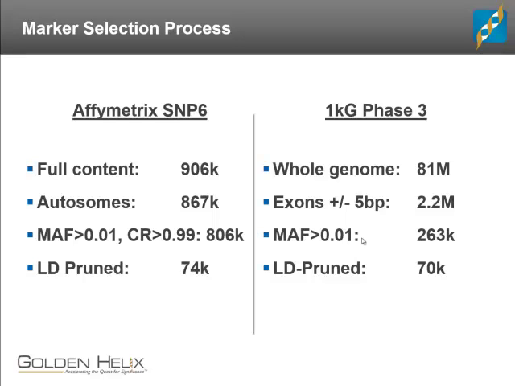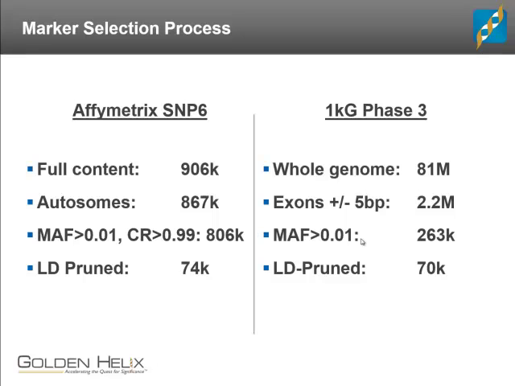And I downloaded the SNP data and just did some comparisons and went through a marker selection process. On the left is what you might use with GWAS data if you were getting ready to do principal components analysis. So starting from the AFI6 chip, you've got about 867,000 autosomal SNPs. 806 of those pass some basic QC filters on allele frequency and call rate, do an LD pruning process, and you get 74,000 fairly evenly spaced common variants.